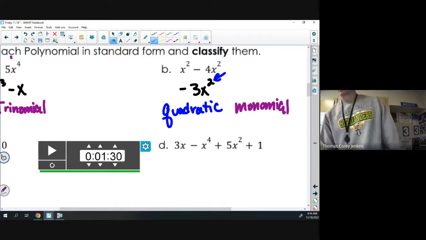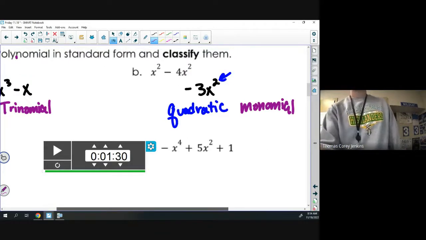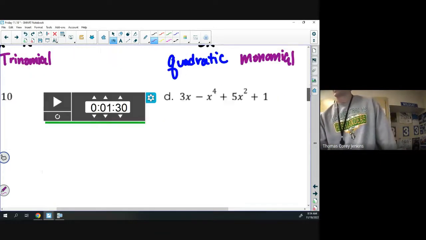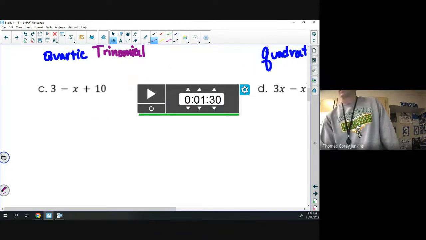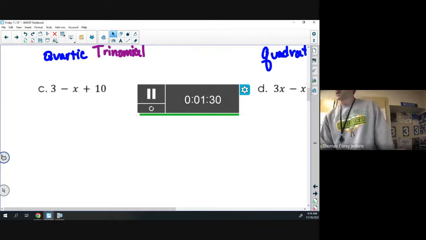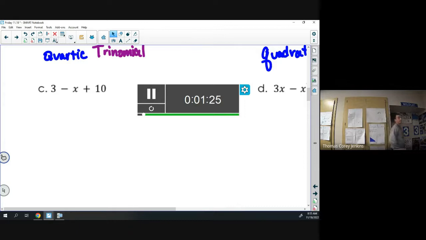All right, you guys try C and D. Feel free to work with each other. If that helps, you can reference the chart. Try to do what you can, maybe without that, okay? We'll go over them in about a minute and a half. So standard form first, and then by degree, and then by number of terms.